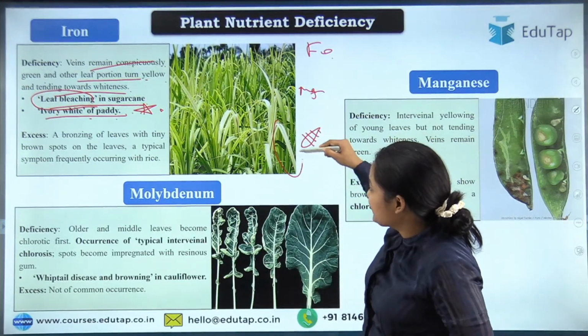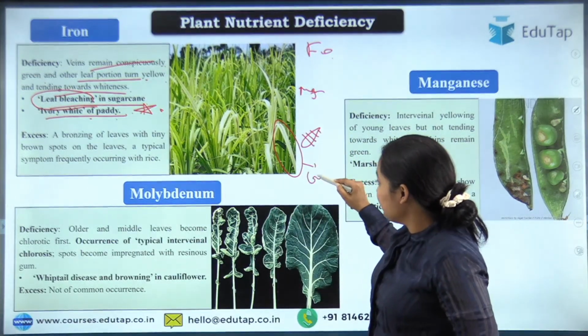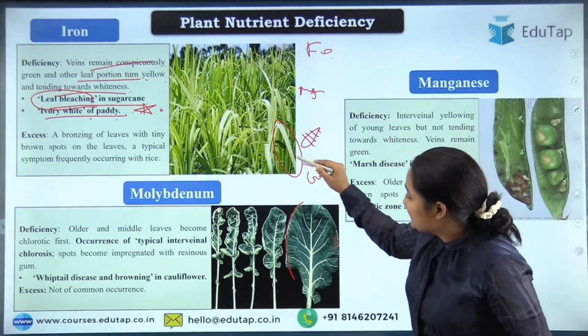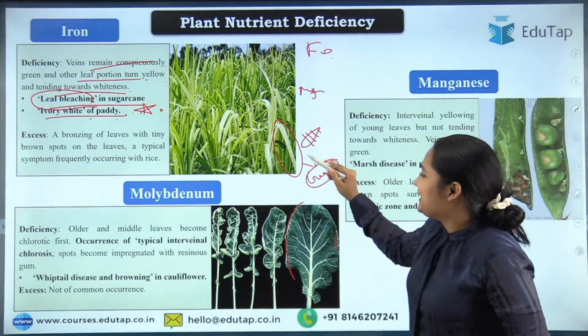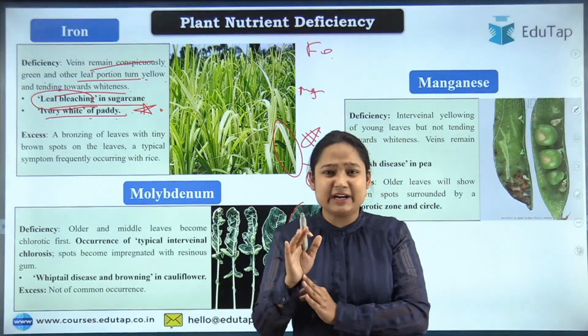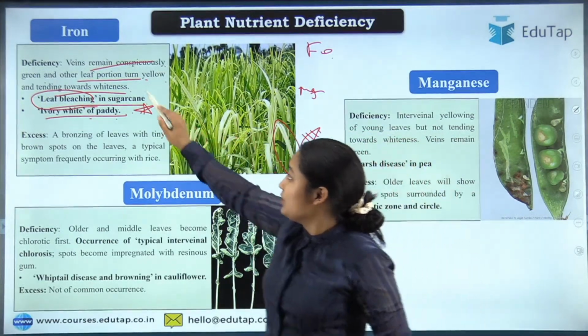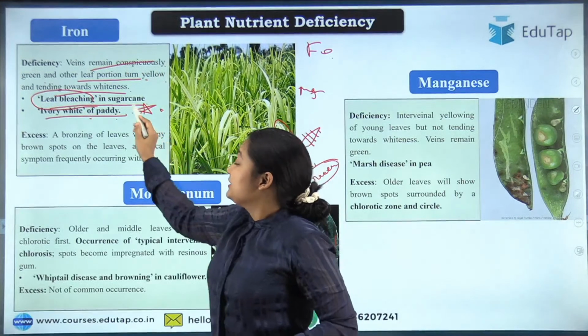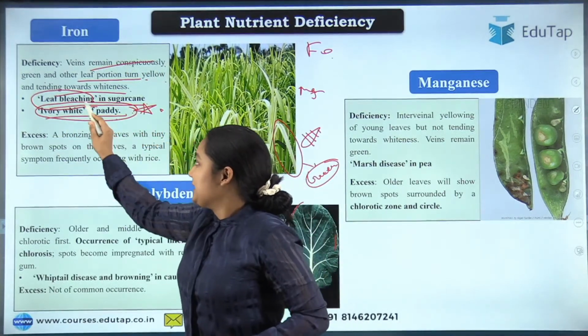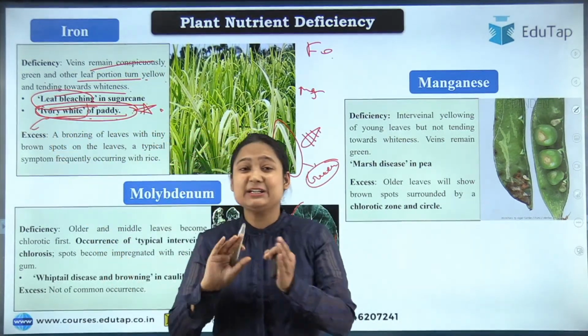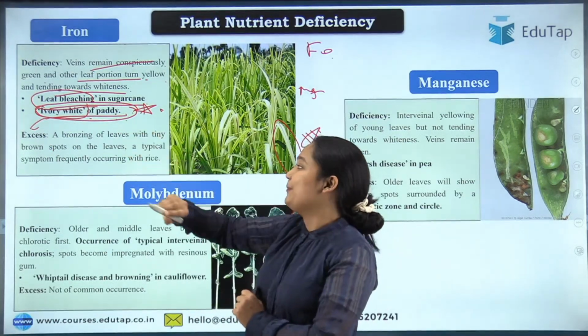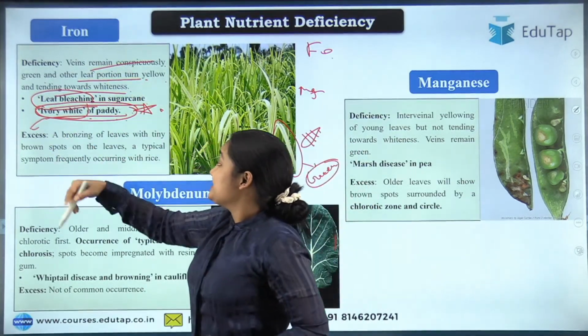As you can see in the picture, this leaf doesn't seem so green. This leaf is green, but this leaf seems light green colored, or some bleached kind of leaf. That happens due to the deficiency of iron. Then again, talking about paddy, ivory white means white-looking plants are caused in the case of paddy. What will happen if iron is in excess?